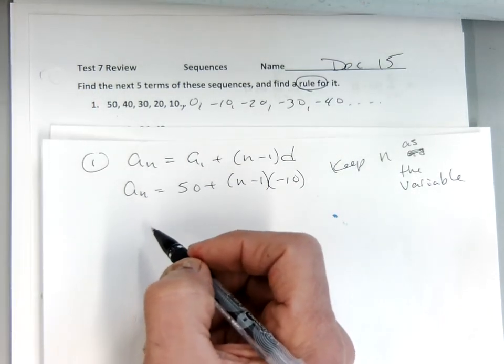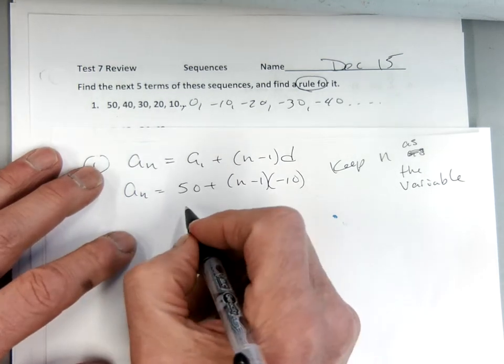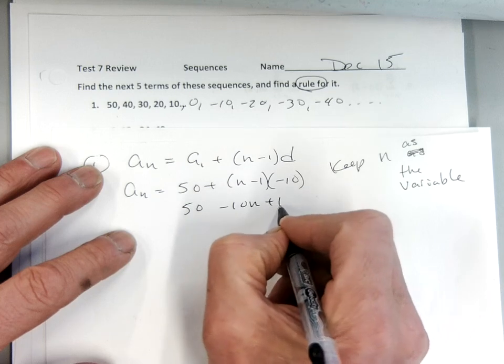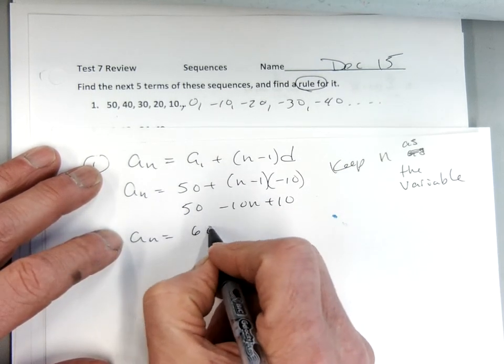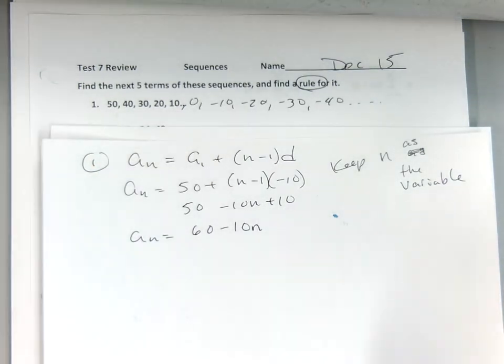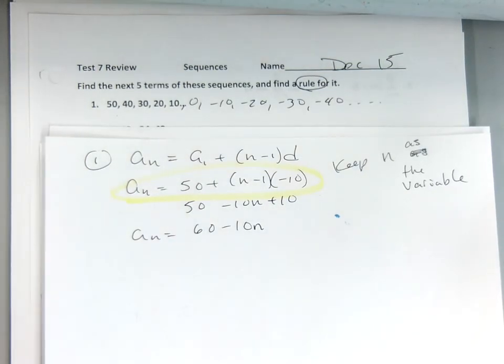If you want to simplify it, you can. I like my answers simplified. I would do this, but you do not have to. For me, this is a better answer. I like this one better. But this is great. If you like that answer better, leave it that way, okay? Thumbs up? Okay, good. Let's look at number 2.